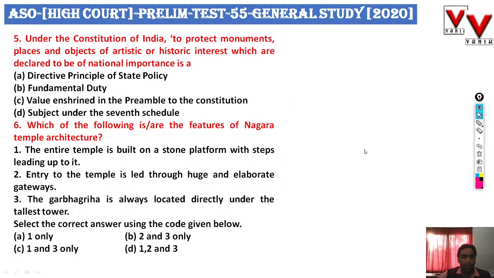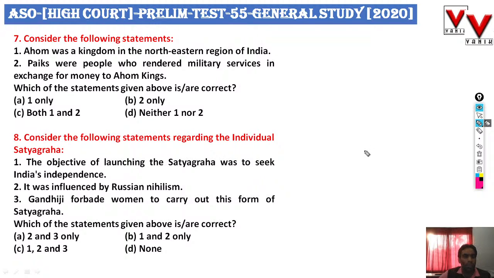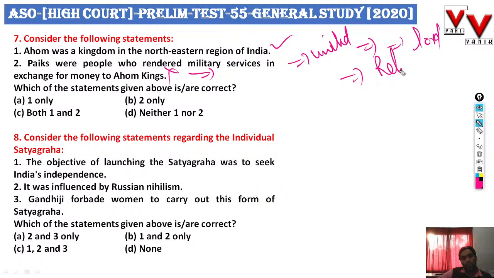Now we are going to proceed further and discuss the next question. The next question is talking about the Ahom kingdom in the northeastern region. Consider the following statements. Ahom was the kingdom in the northeastern region of India. This is the right statement. Paiks were the people who rendered military service in exchange of money. This is wrong. Paiks were the people who were talking about unity among the Odia people, in the name of Lord Jagannath, and they had a rebellion against the Britishers. So the second statement is wrong, the first statement is right. So the option is going to be A only. Seventh right answer is A.